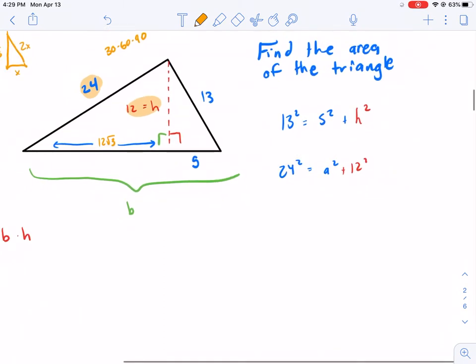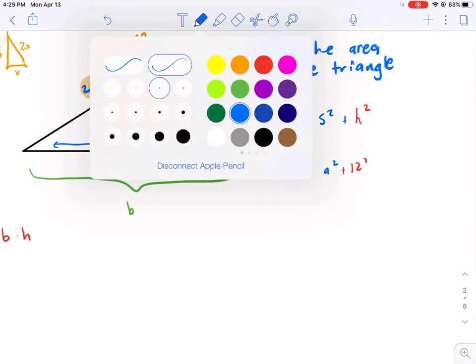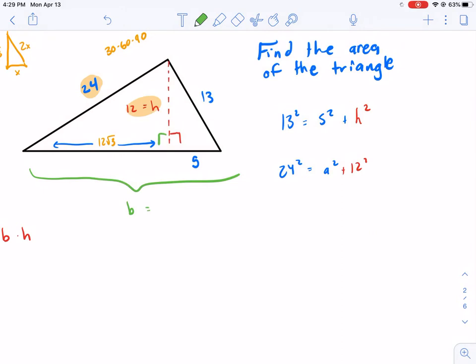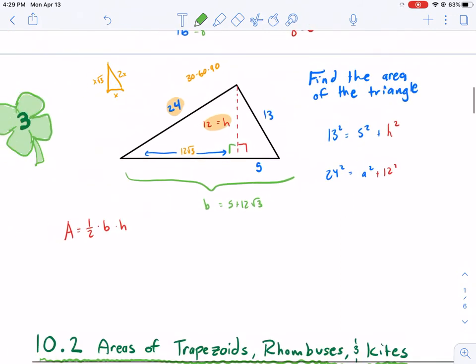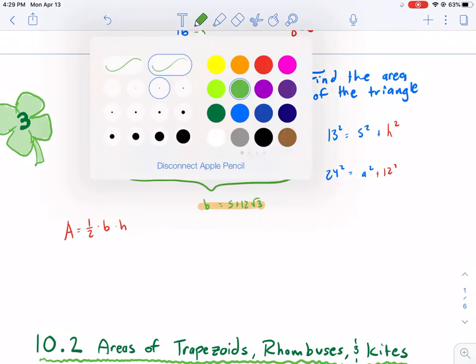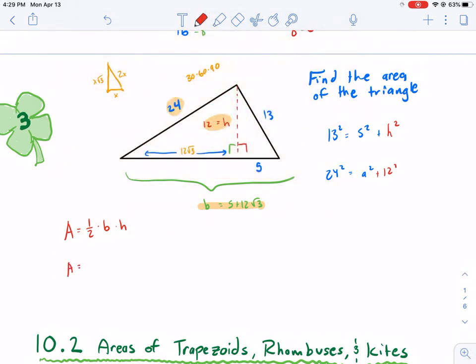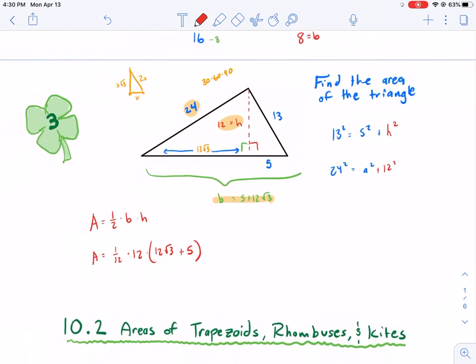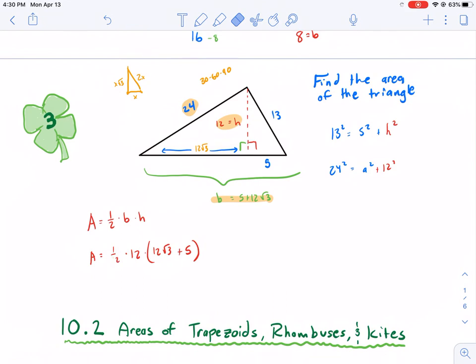So now my base, if I'm going to leave it in radical terms, is simply the sum of 5 and 12 radical 3. 5 plus 12 radical 3. So now I have my base, I have my height, and I am ready to input it into my area formula. Let me go ahead and do that. Area equals 1/2 times 12 times 12 radical 3. Let me put this in parentheses because I have an addition sign here, and they are not like terms. Oops, I accidentally put 1 over 12 instead of 1 over 2. There we go. 1 over 2.